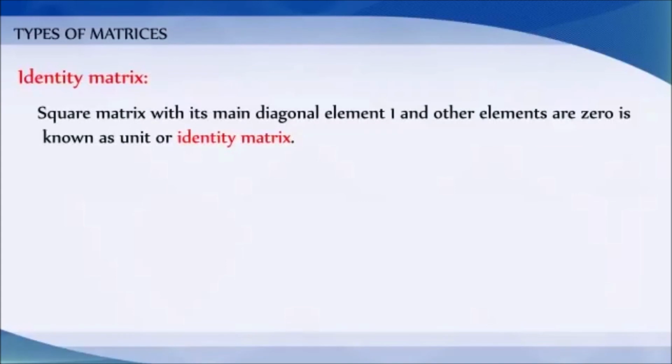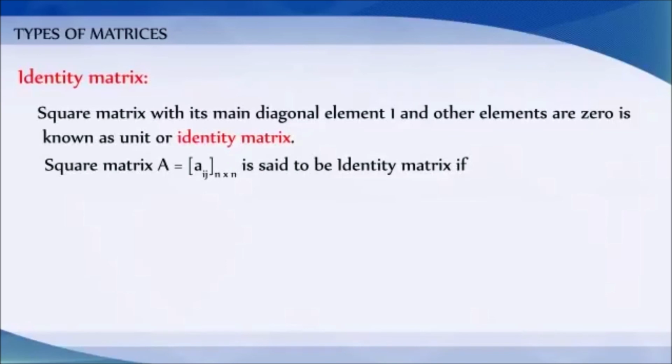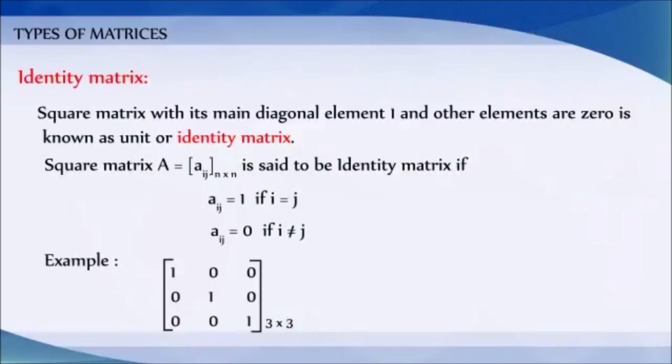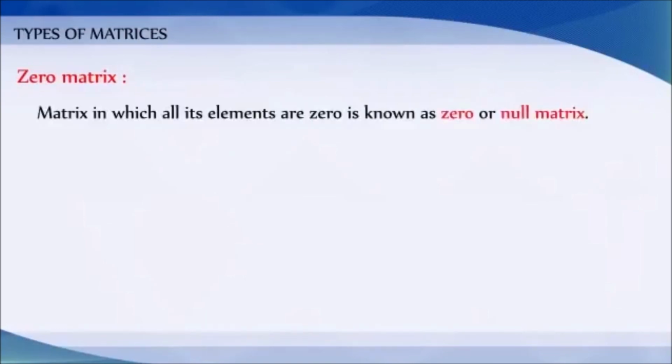Identity matrix. A square matrix in which the elements in the diagonal are all 1 and the rest are all 0 is called an identity matrix. In other words, the square matrix A = [aij] n by n is an identity matrix if aij = 1 if i is equal to j, and 0 if i is not equal to j. Zero matrix. A matrix is said to be a zero matrix or null matrix if all its elements are 0.